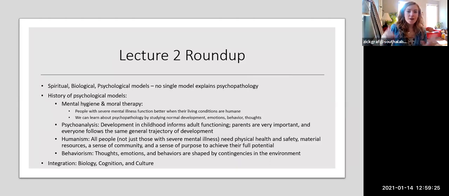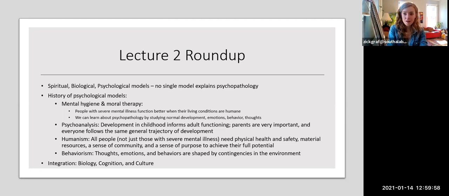So to kind of round things up, we covered the spiritual, biological, and psychological models that have helped govern historical thought about psychopathology, and talked about how no single model actually can explain everything about psychopathology. In our more recent history, the field of psychological science has had more of a psychological understanding of things. So rather than trying to locate problems with thought, emotion, and behavior in specific brain structures and regions, for our recent history, psychologists have really focused on the mind and psychology.